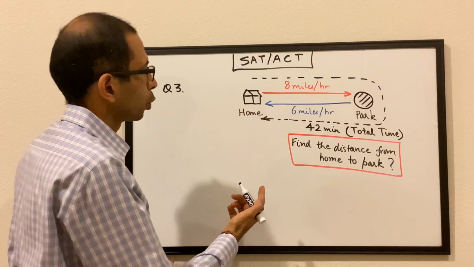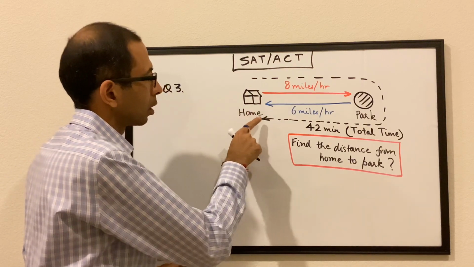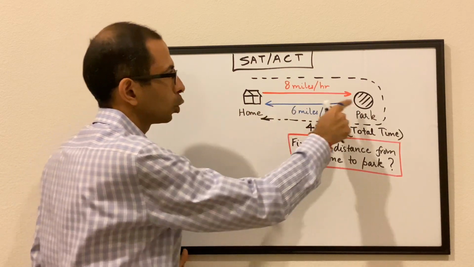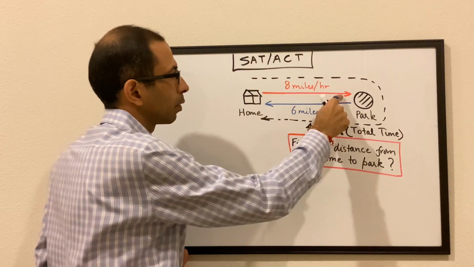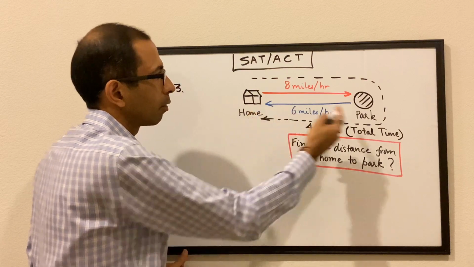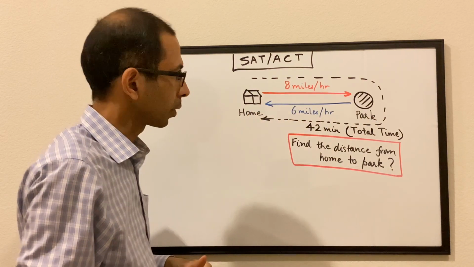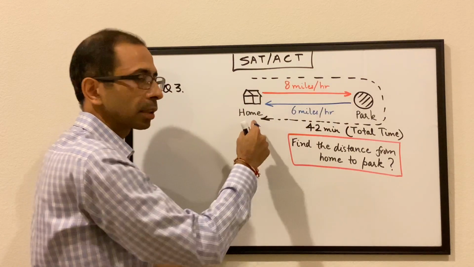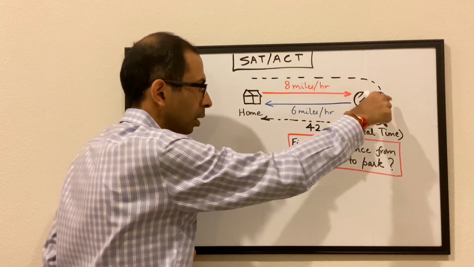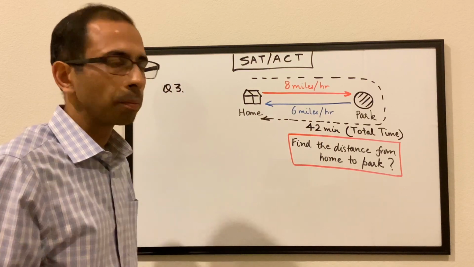So we have a situation wherein there is a person, let's say Jack, he walks from home to park at a speed of 8 miles per hour, right? And then he jogs back from park to home at a speed of 6 miles per hour, okay? And in this total exercise, going from home and coming back to home, it takes 42 minutes for him, right?